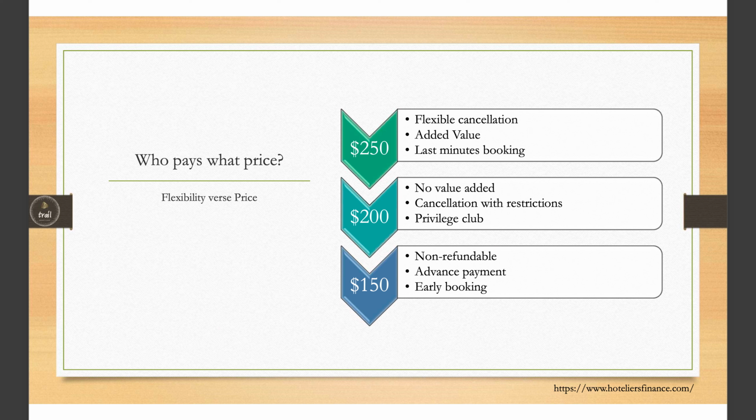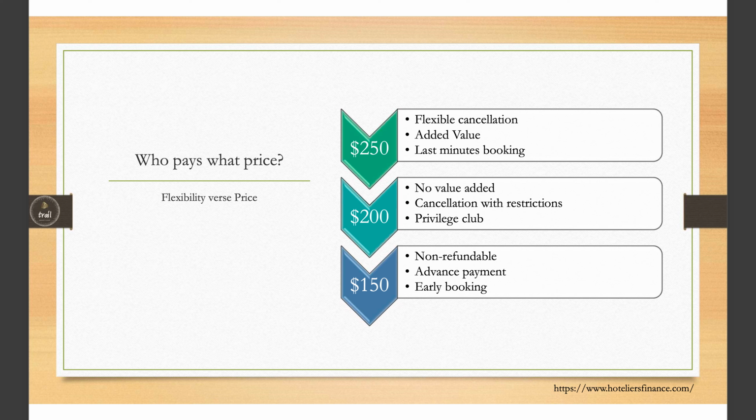Then my second rate for the same room is $200, where I don't add any value. Cancellation can be done with some restriction. Let's say 50% will be charged or some restrictions are there, and access to the privilege club. And the last one, the lowest rate, which is $150. It is a non-refundable rate, it's advance payment, and it's early booking, which means you book early, more than, let's say, 30 days or 60 days. Then you get a special rate, which is the lowest rate for the same room.